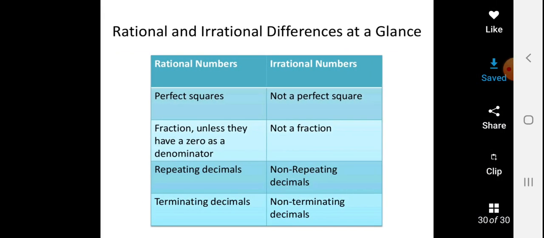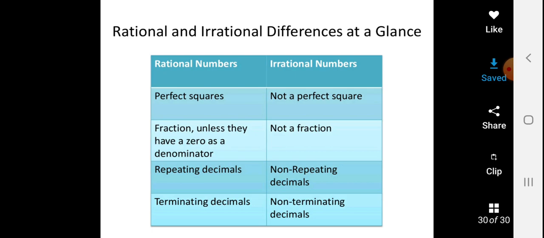Now, the rational and irrational difference at a glance. Rational numbers can be perfect squares. Irrationals are not perfect squares. Rational numbers are in fraction form unless they have 0 as a denominator. Irrational numbers are not in fraction form. Rational numbers are repeating decimals. Irrational numbers are non-repeating decimals. Rational numbers are terminating; after certain repetition, they might terminate. Irrational numbers are non-terminating decimals.